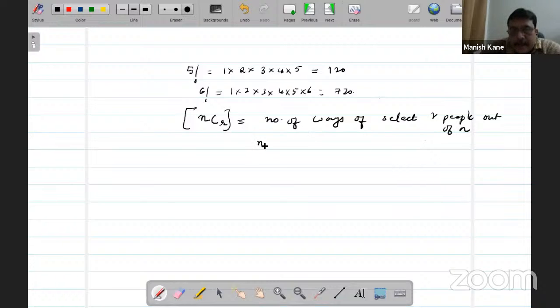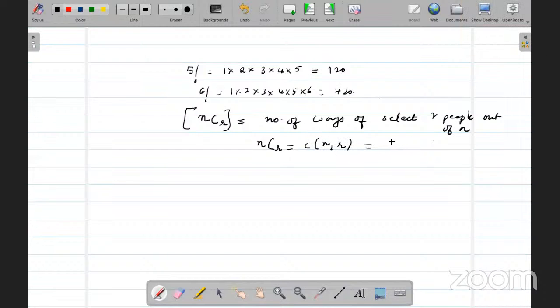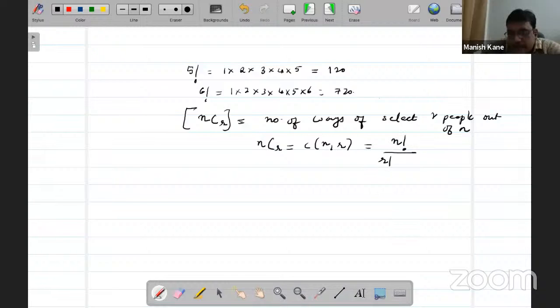So NCR, which can also be written as C(n, r), is defined as factorial n upon factorial r into factorial n minus r.